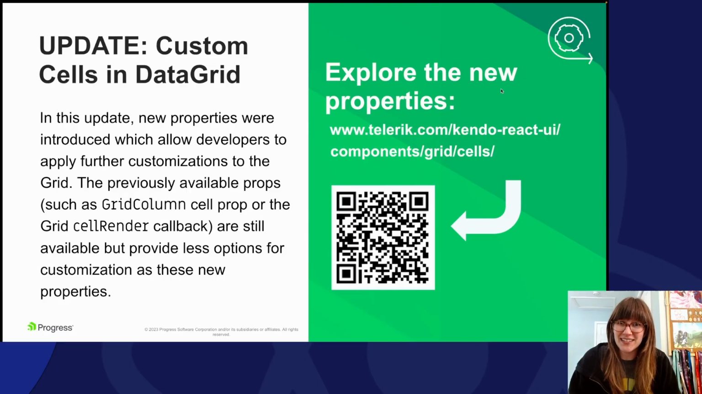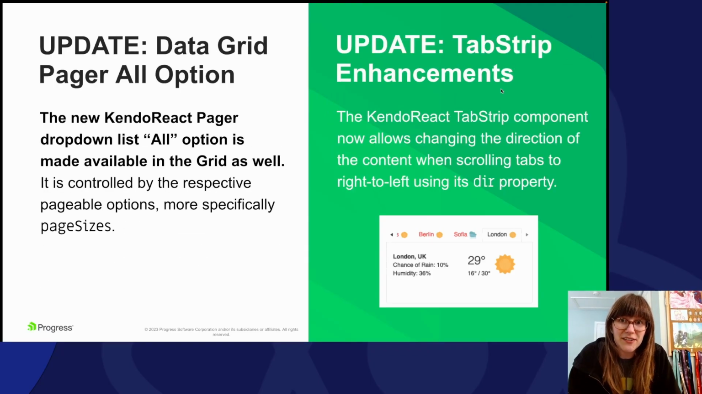Update. Now we have custom cells available in the data grid. So we have new properties now that will allow developers to further customize. So if you were using our previously available props like grid column cell prop or cell render, those are still available. They're just going to provide slightly more limited options for customization. If you want to expand on that, you can use these new properties. Our data grid pager now has an all option, controlled by the respective pageable options, more specifically page sizes.